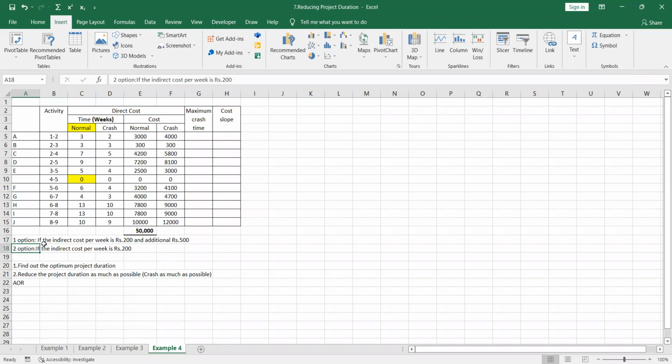So the second option, the indirect cost is given as another value. So the indirect cost per week is 200. When we are having the indirect cost per week is 200, what is the value you are getting as indirect cost? And find out the optimum project duration for the second option as well. And the next question is asking to reduce the project duration as much as possible, and you have to tell this much of weeks can be reduced for this project, right? Did you all get my point? So please make sure to work out this example number 3 and 4.